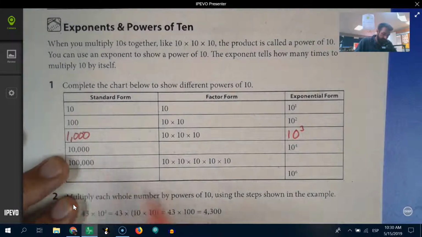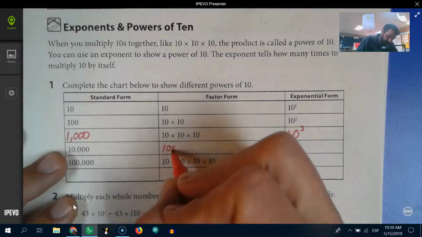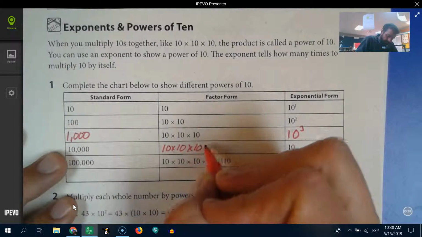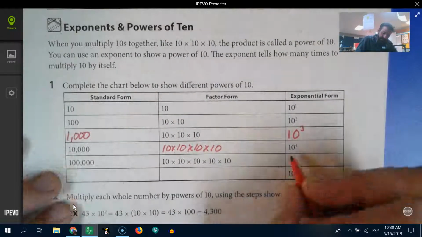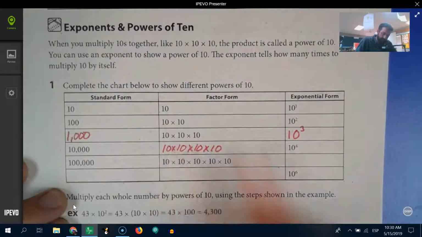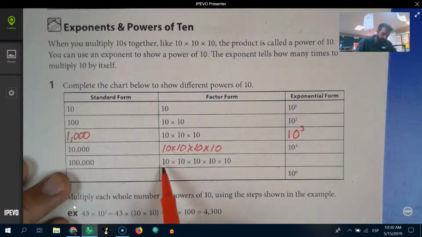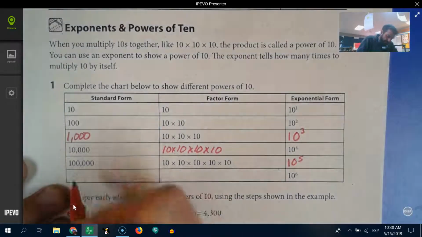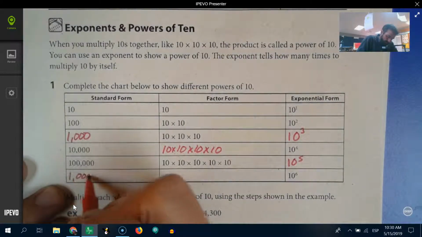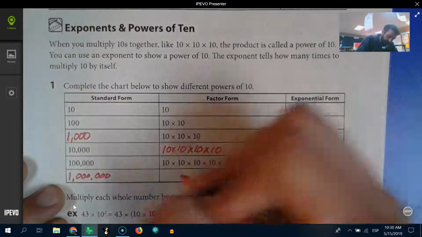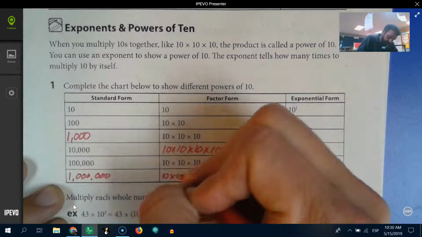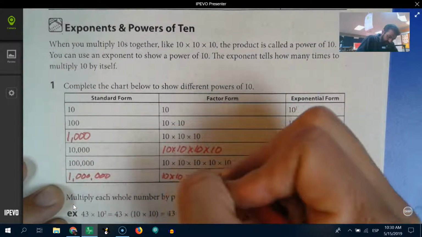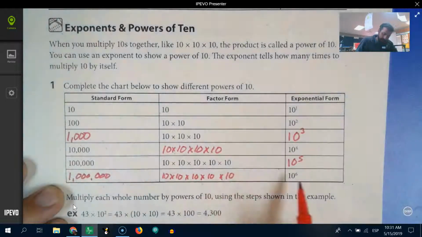Here I have 10,000, so that's going to be 10 times 10 times 10 times 10. And that's 10 to the fourth power. 1, 2, 3, 4, 4. 100,000, there's 1, 2, 3, 4, 5 tens. And this would be 1 million, which is 10 times 10 times 10 times 10 times 10 times 10, or 10 to the 6.